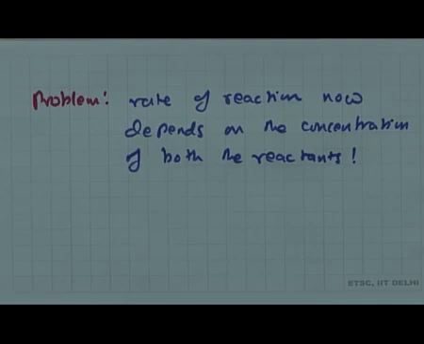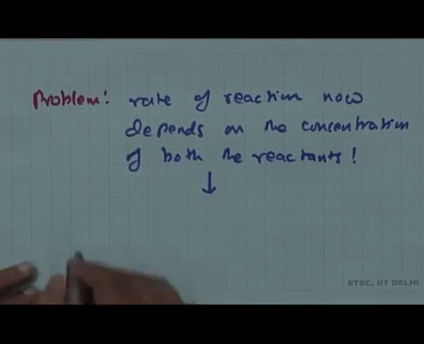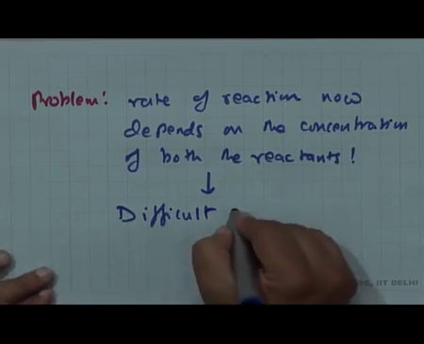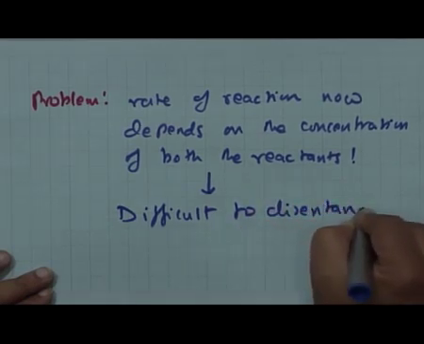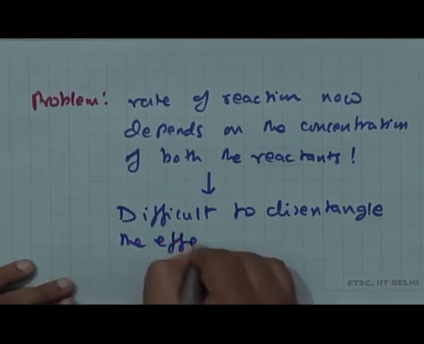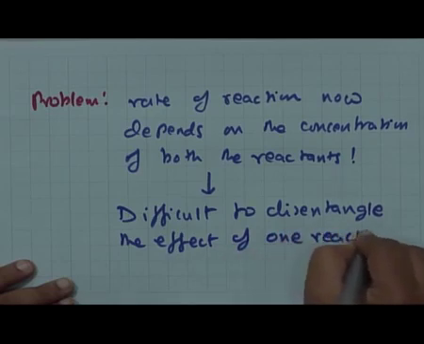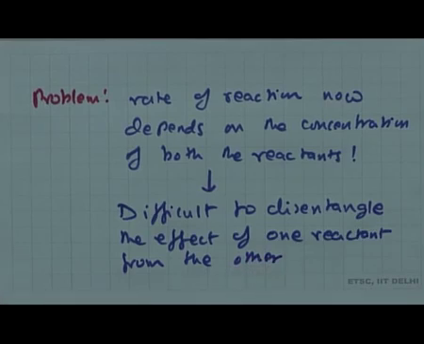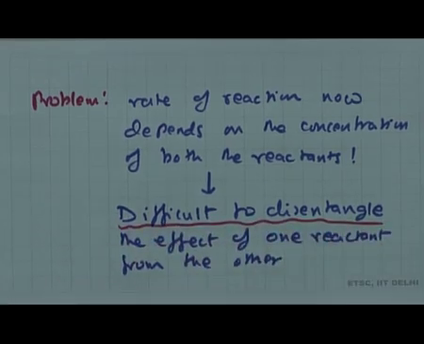Hence, what we face is that it is difficult to separate out the contributions. It is difficult to disentangle, that means it is difficult to separate out the effect of one reactant from the other. Again, what it means is, if the rate is dependent upon both A and B, it is difficult for me to separate out the individual contributions of these two reactants to the total rate. That is why it is difficult to disentangle, but there are always ways to tackle problems like this.